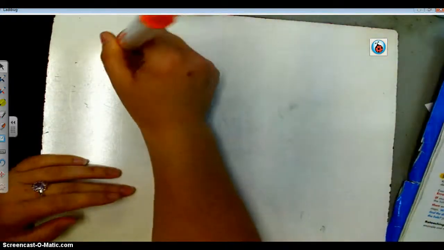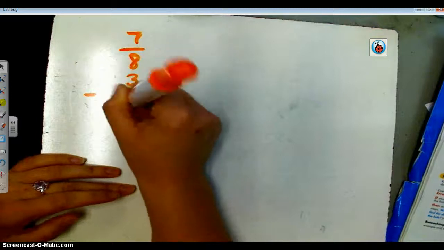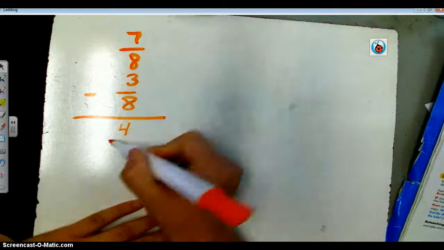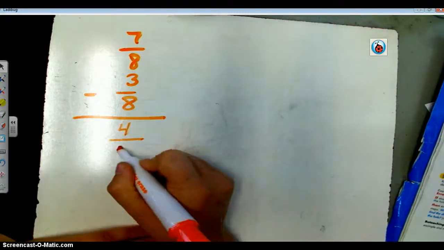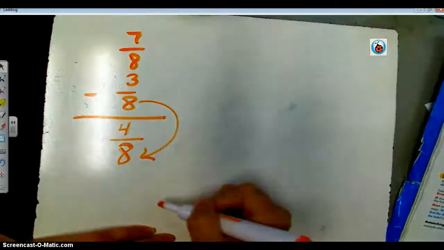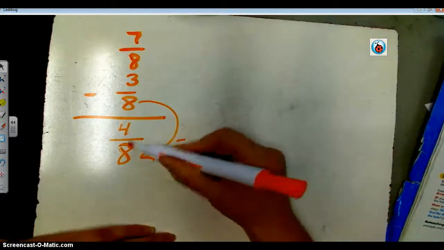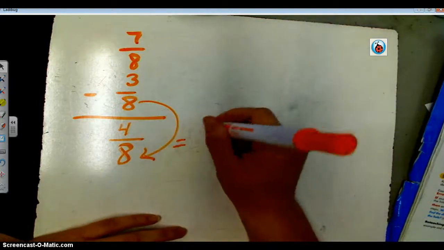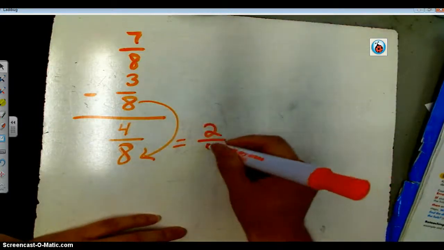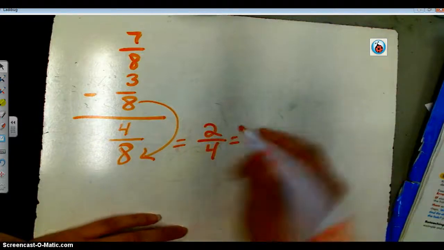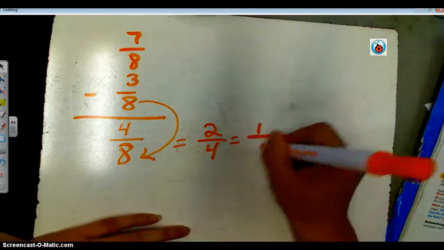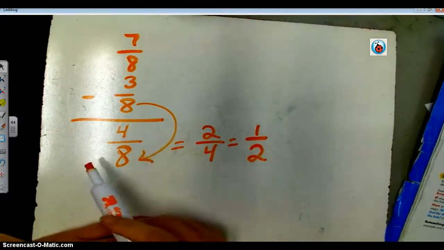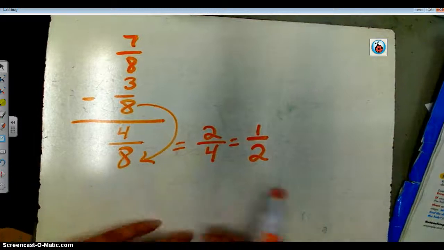If I give you 7/8 minus 3/8, what's my numerator? 4/8. My denominator stays the same. It stays 8. I simplify. They can both be divided by 2. So 4 divided by 2? 2. 8 divided by 2? 4. This can still be simplified to 1/2. If you wanted to do it from the start, just divide them both by what number? By 4. Thank you.